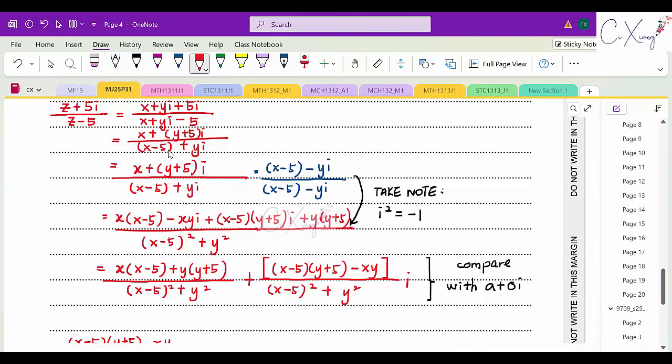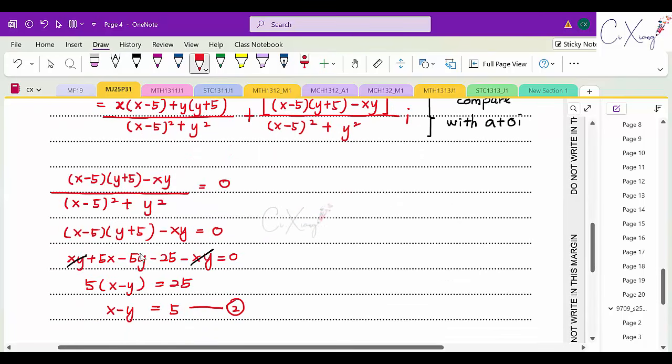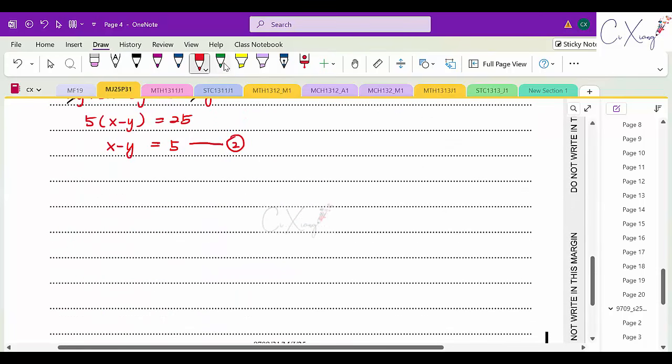It looks very complicated. So if let's say you don't like this method, to get the second equation, there's another option here. So option number 2, I will write it here.